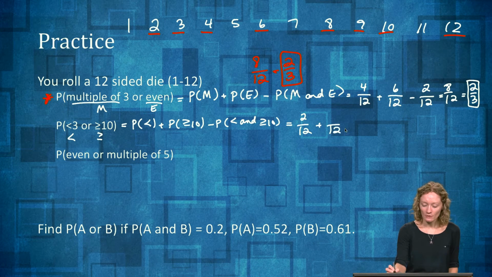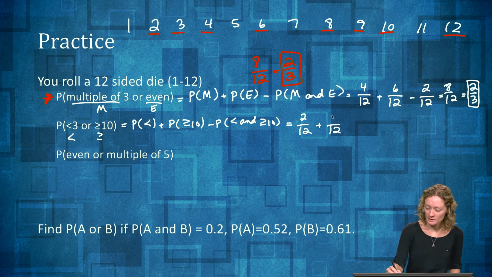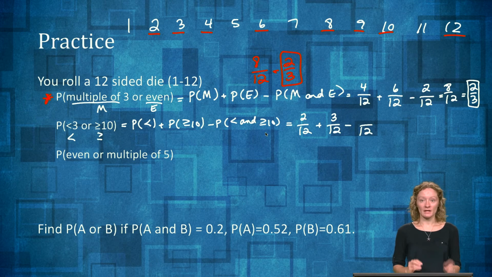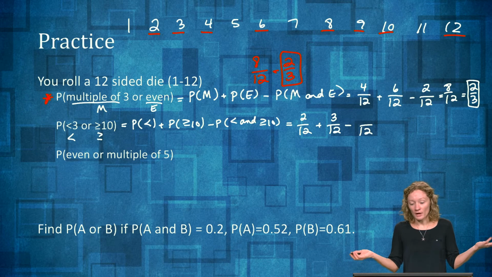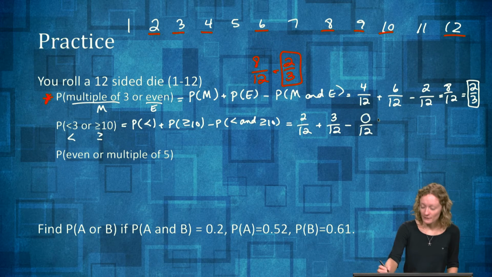Plus of the 12, how many are greater than or equal to 10? We have 10, 11, and 12. So 3 of them. And then how many meet both criteria? Less than 3 and greater than or equal to 10. Trick question, there are none. Not a trick question, that might be what it takes to win the game. And there are none that meet those.